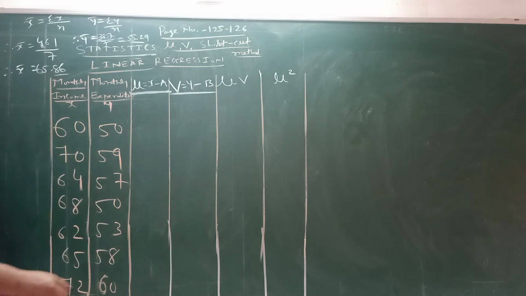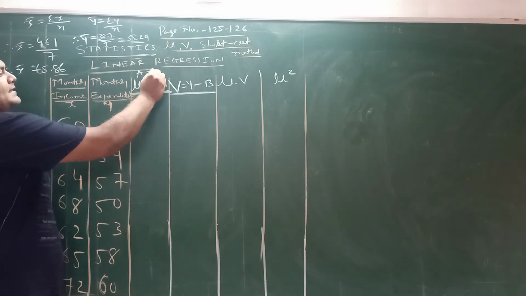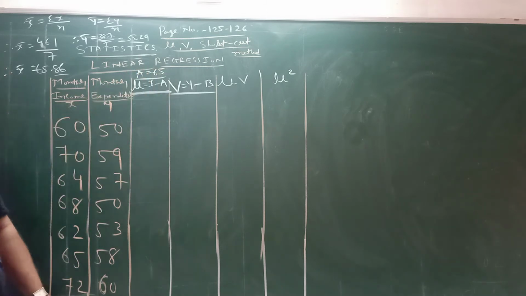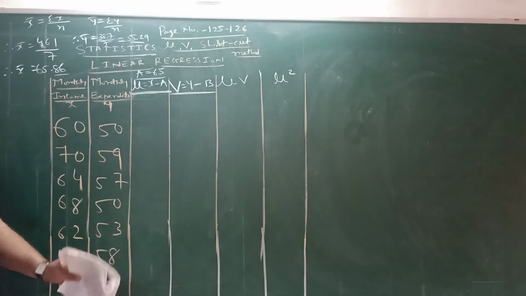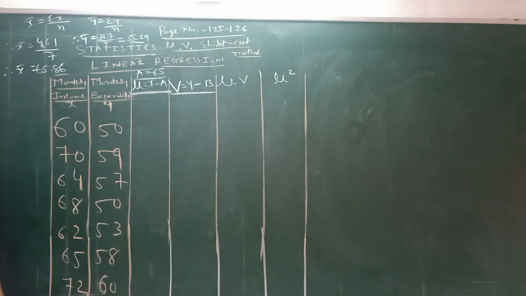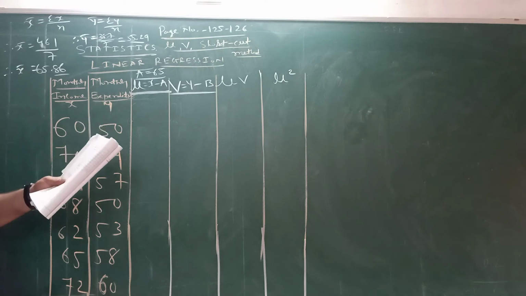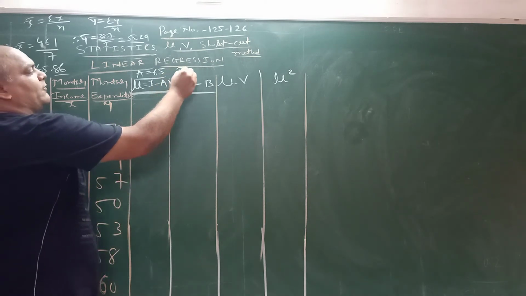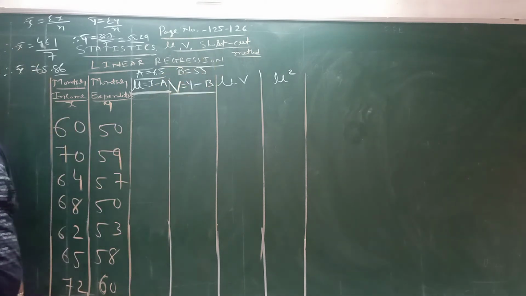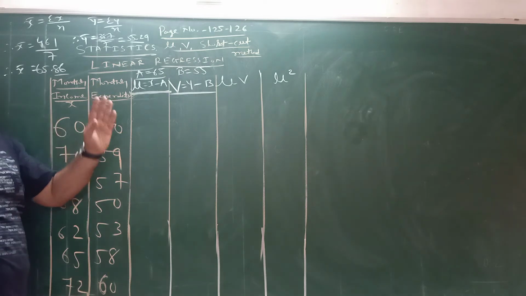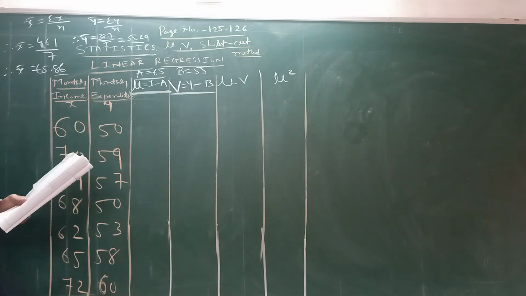Suppose we take 65 as the assumed mean. Any digit you can take, the final answer of B is always the same. So no need to worry. And for B we take 55. Now from all the digits of x we have to deduct 65.